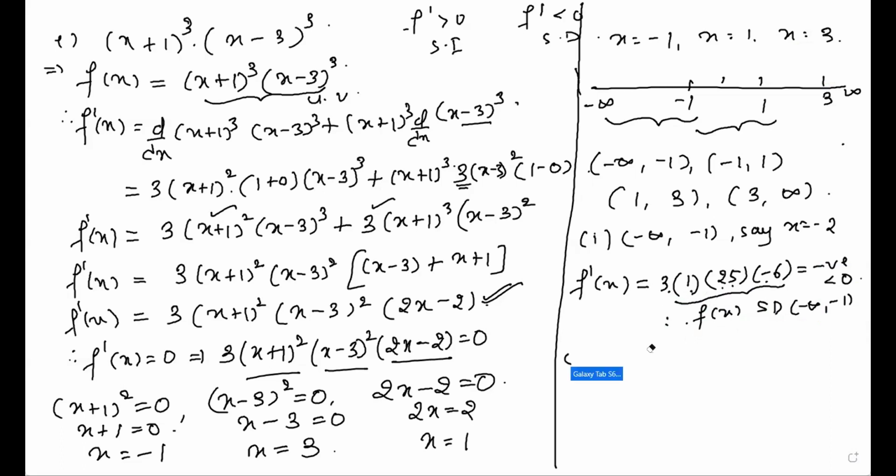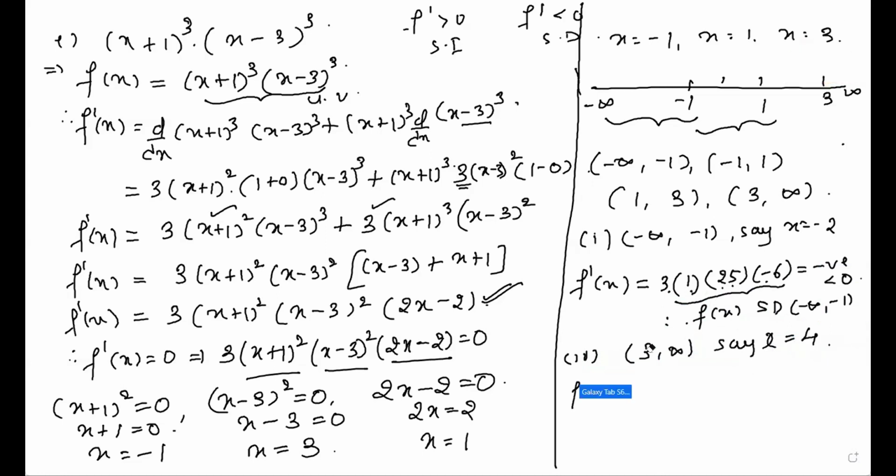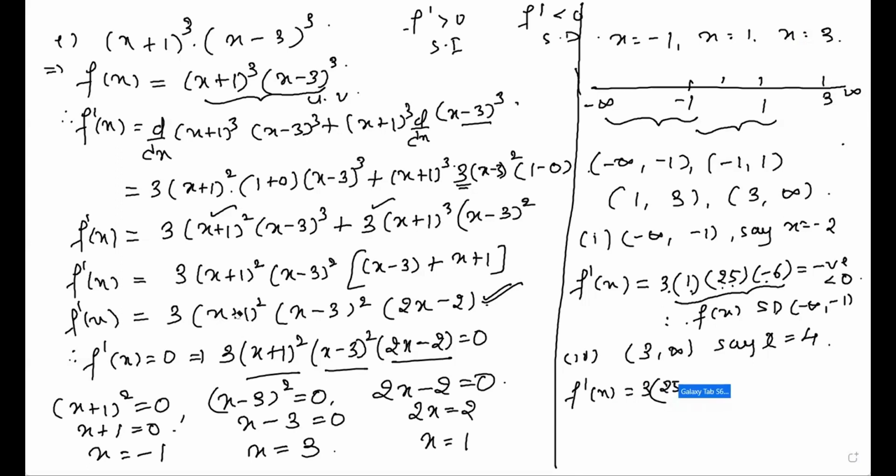Okay. So I will do the last one. You do the remaining two. Okay. The last one is 3 to infinity. So in 3 to infinity, take any one value of x. Shall I take 4? Yes, ma'am. So if I take 4, f dash of x. Now come to f. What have you taken for x? 4. 4 plus 1 is 5. 5 square is 25.